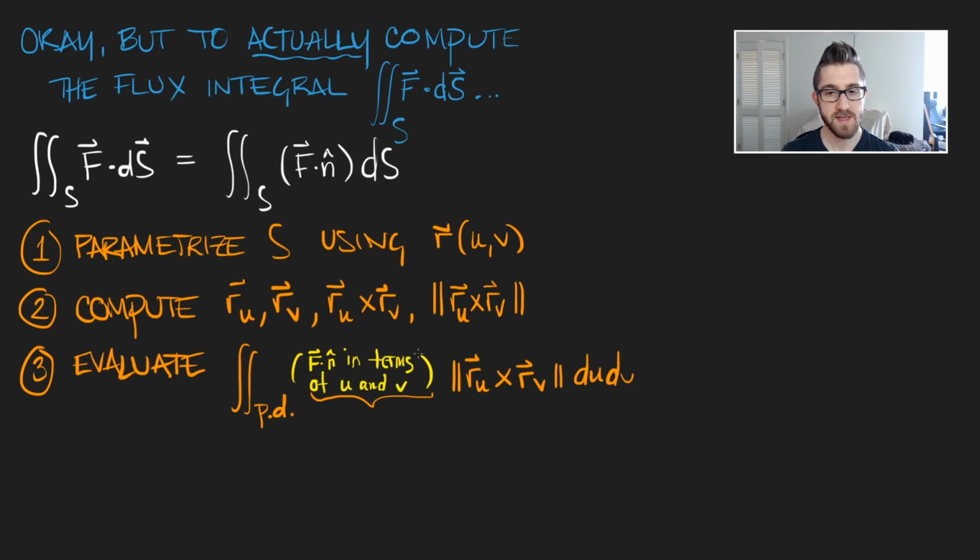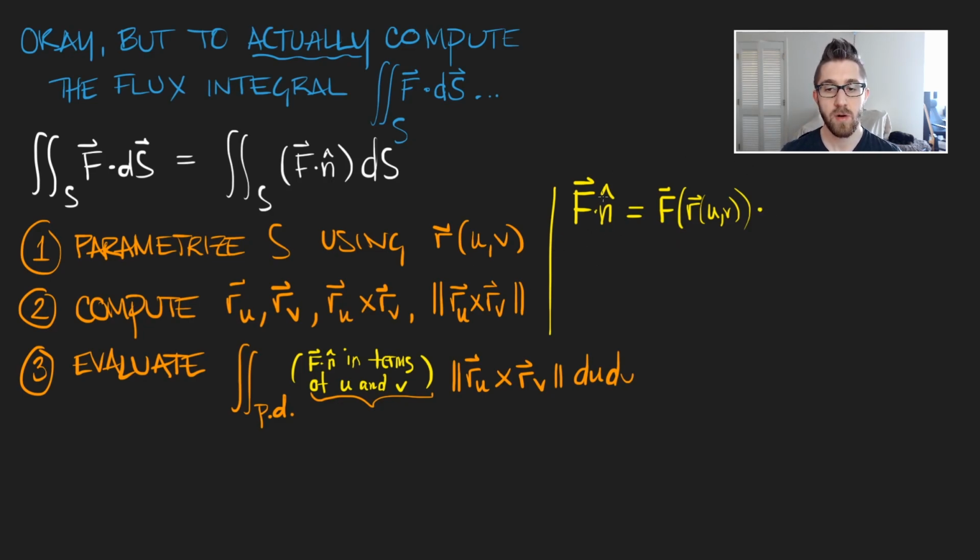Now, let's unpack this a little bit. Off to the side, if we want to compute f dot n in terms of u and v, what we're going to do is actually write these separately in terms of u and v. The vector field, remember this is f of x, y, z. If we're looking for the value of that at the point r of u, v, we can just write that as f of r of u comma v, which means take the parameterization, its components x, y, and z, and just plug them into the vector field.